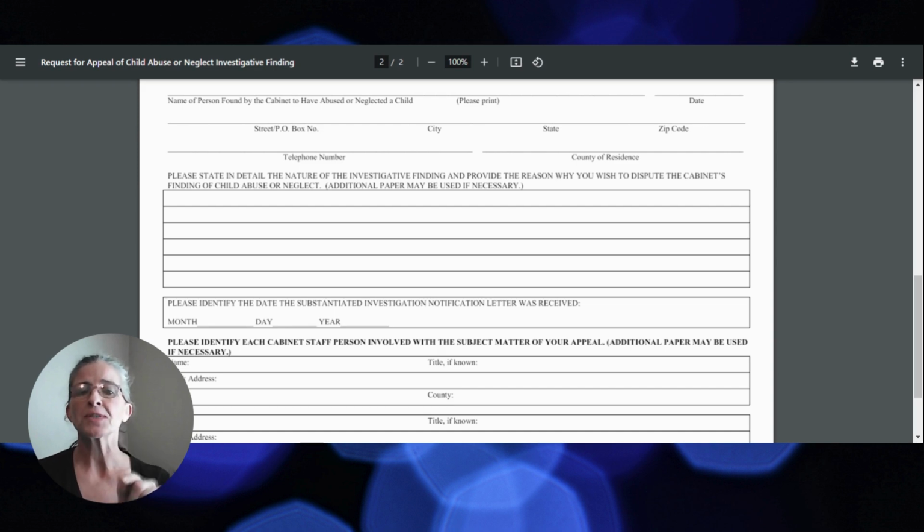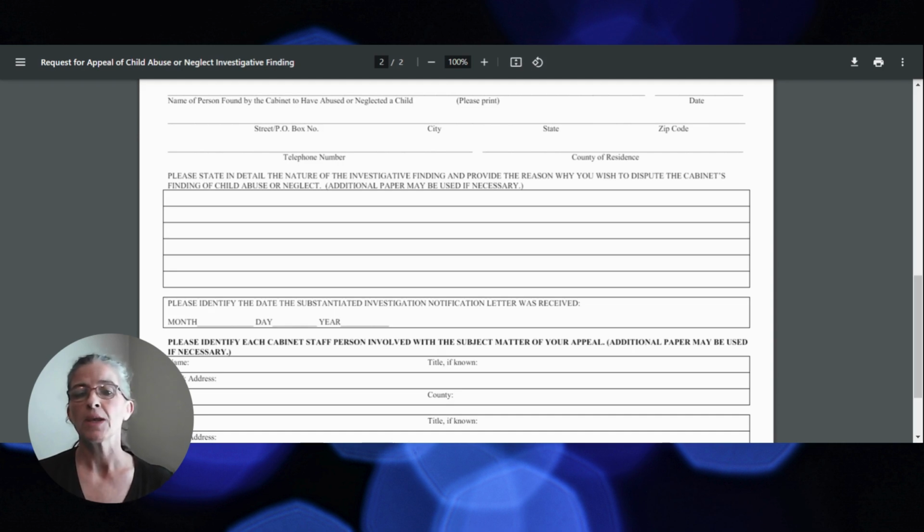So you're going to fill this out with blue ink, because you're going to keep the original. You fill this out with blue ink so that you can easily identify that this is the original. You're going to photocopy it and any other additional paper that you may need to describe your issue, and you're going to send them the copy, and you're going to keep the original in your files.